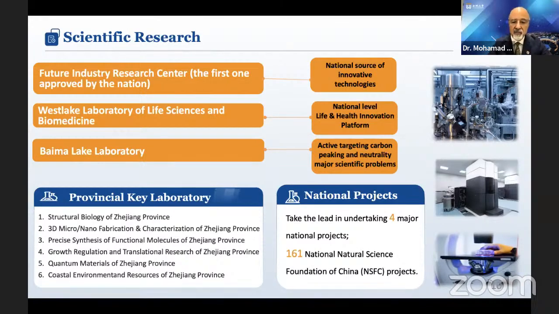this university so far. And also, of course, we are not only at the provincial or city side, we have the national side. NSFC is known everywhere, C for China. We are very active. We talk about 161 projects or fundings, and we have 4 major national projects.